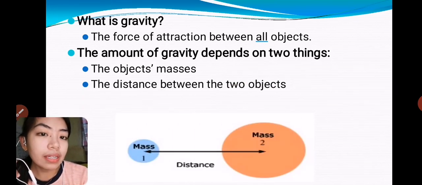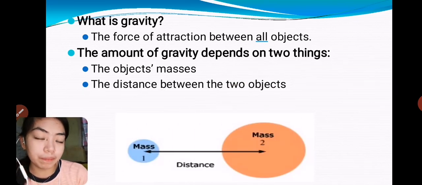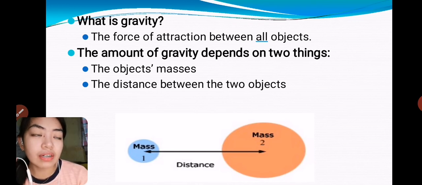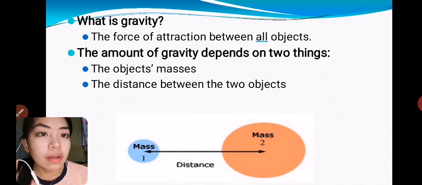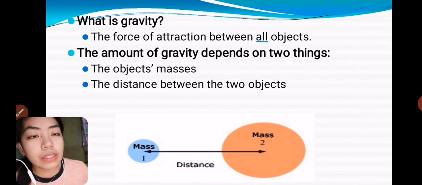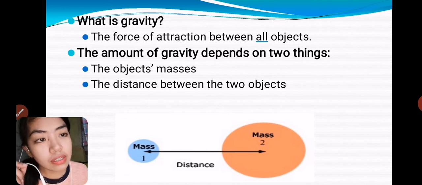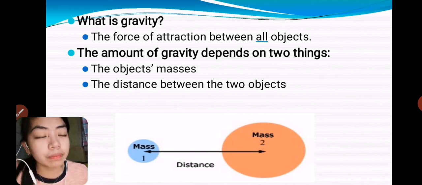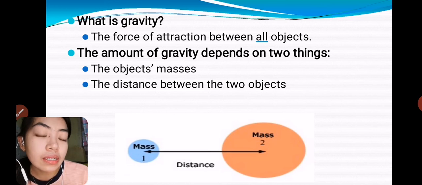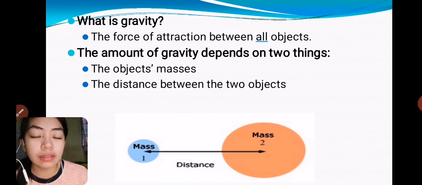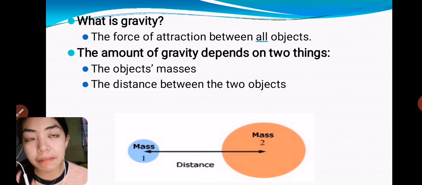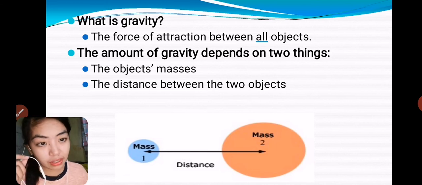Okay. Next, we have here the gravity. Gravity, the force of attraction between all objects. So, the amount of gravity depends on two things. The object mass, then we have here the distance between two objects. So, pertaining sa object mass, mas mabigat, mas mataas yung level ng gravity.